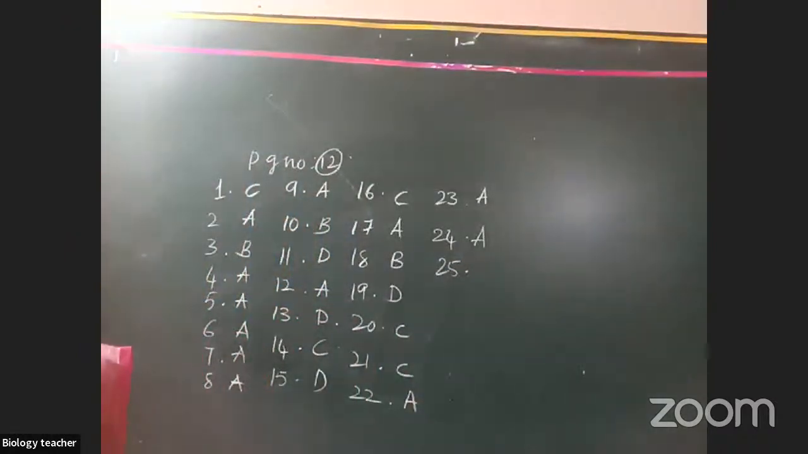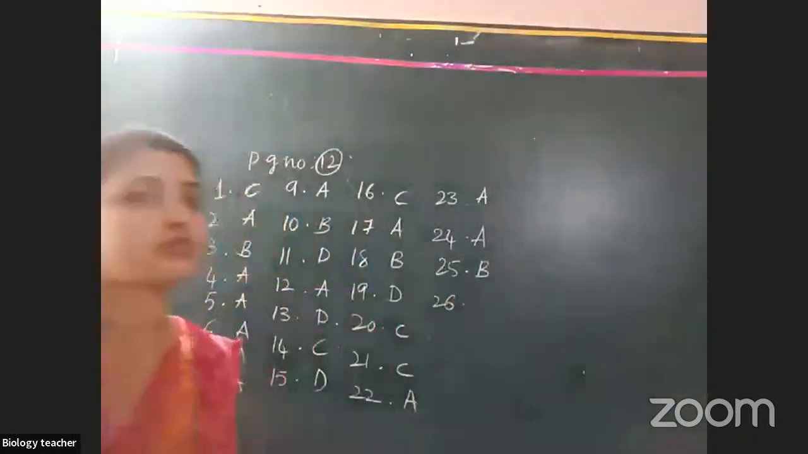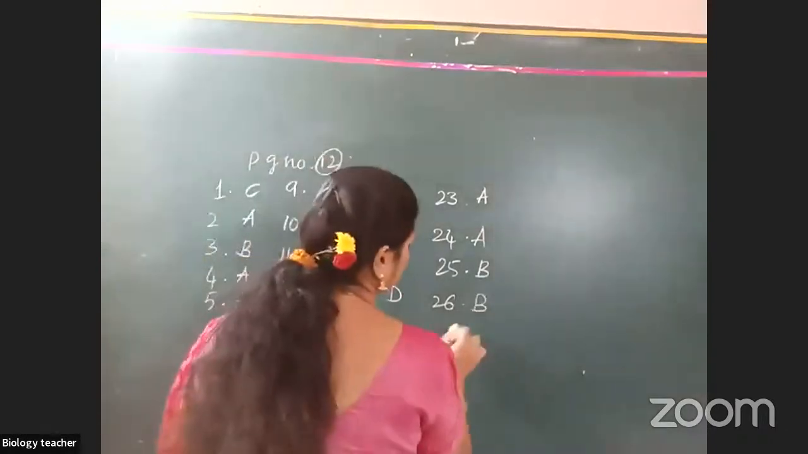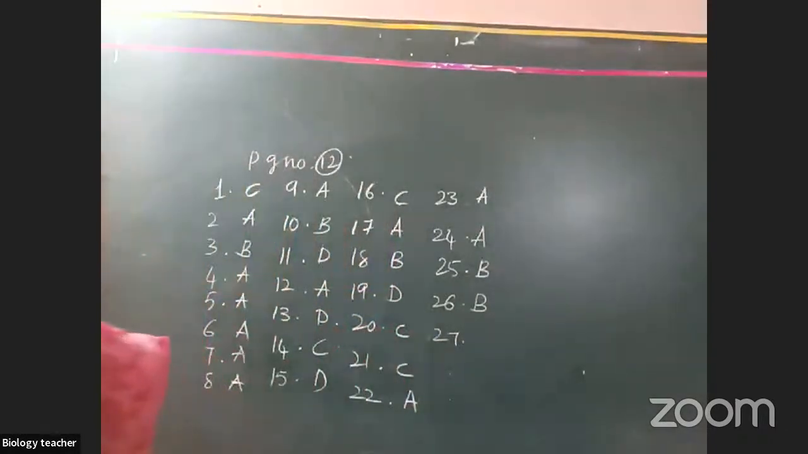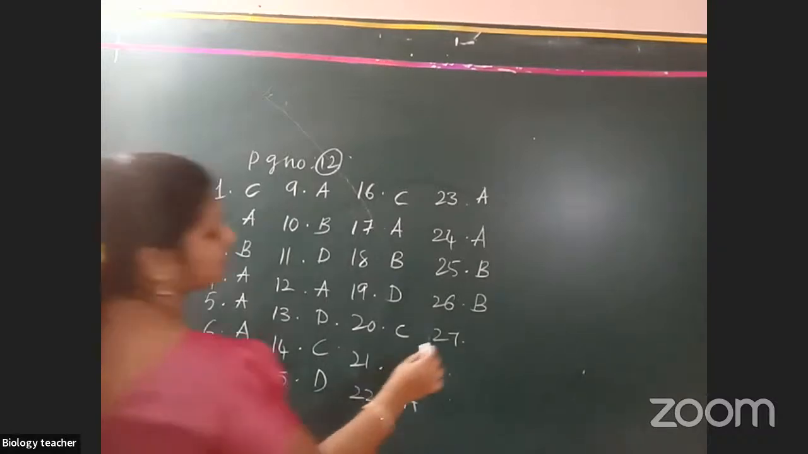So 25th, cyanobacteria means blue-green algae. E. Next, 26th, diammonium phosphate contains nitrogen and phosphorus. B. Next, 27th, the process of changing of crops in each season so that soil isn't depleted of any particular nutrients, that is known as crop rotation. C.